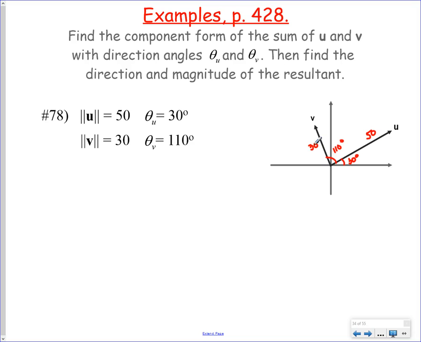Now, question. How could we get a graphical representation of the sum? Because remember, the whole goal of this problem is to find vector u plus vector v, and ultimately to figure out its direction and magnitude. So it's like, well, they give us directions and magnitudes. Why don't we just use that? Why do we need to go to component form? Because what they want is the direction and magnitude of the resultant. Remember, resultant is a snazzy name for the net result, or the sum of the two together.